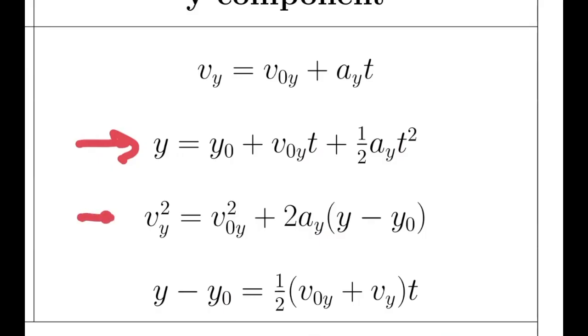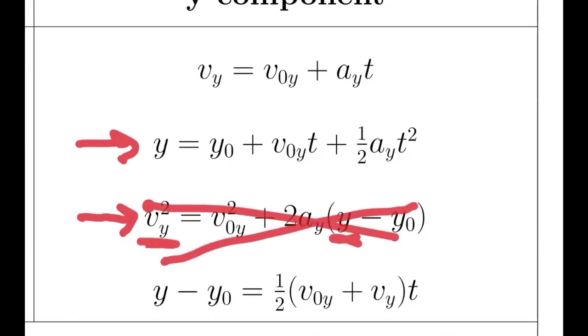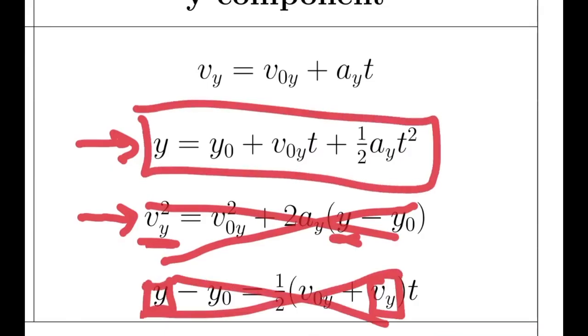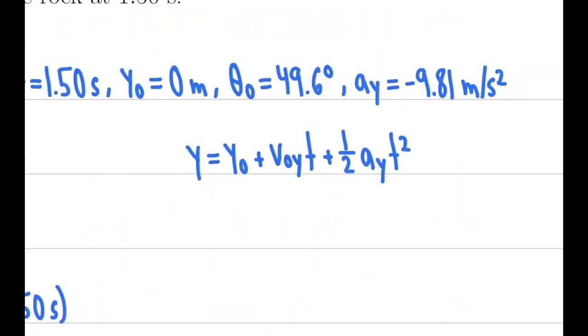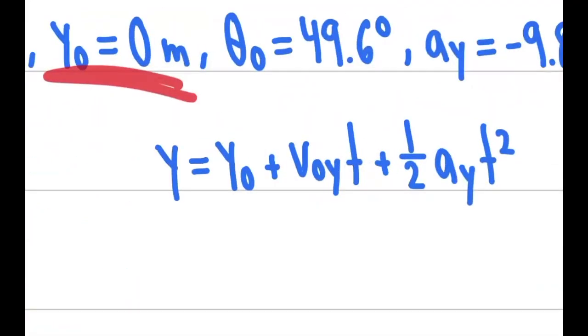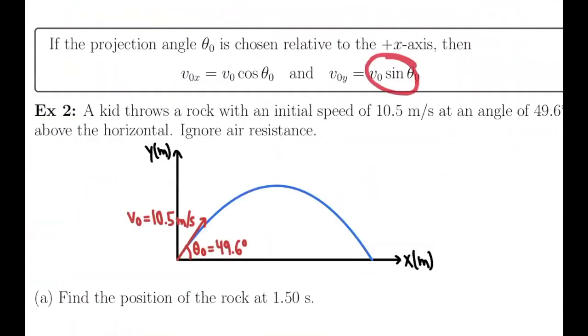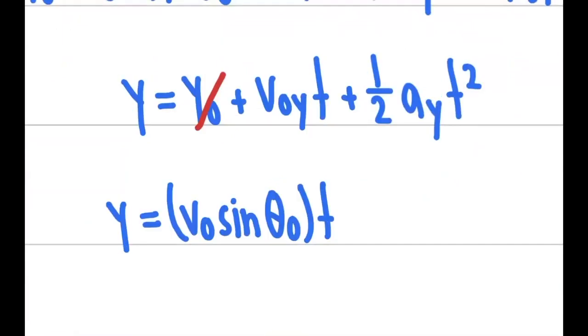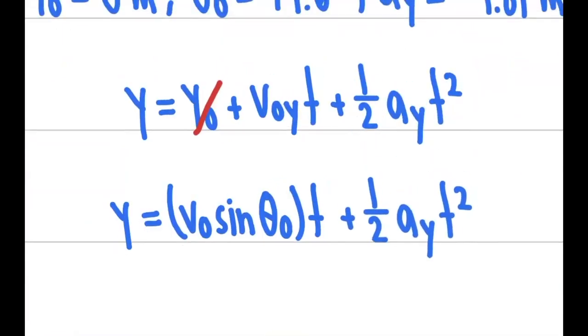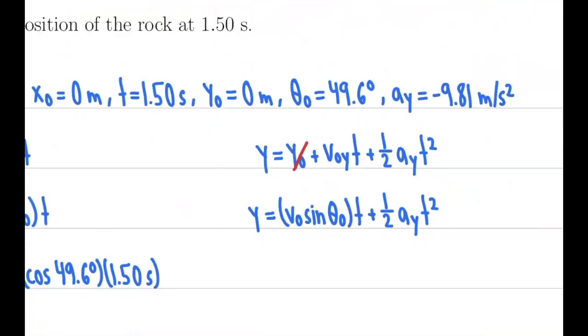And we're not going to use this equation because we don't know the final velocity and we don't know y, so that's two unknowns. And same issue here. We don't know this, we don't know that. So we're using this equation to find y. y naught is 0, and v naught y is v naught times sine of theta naught, and then plus 1/2 a_y t squared. So now we have everything, so I just have to plug it all in.